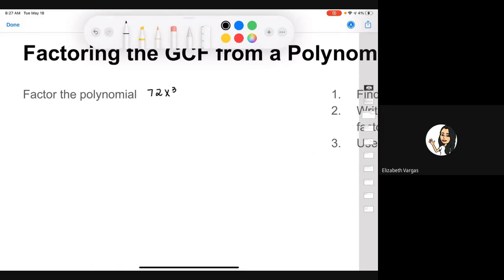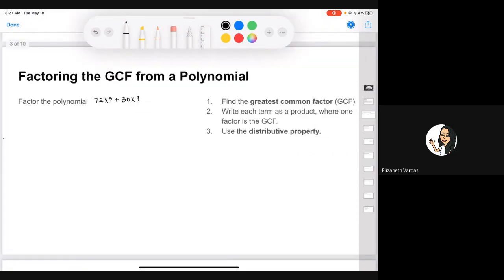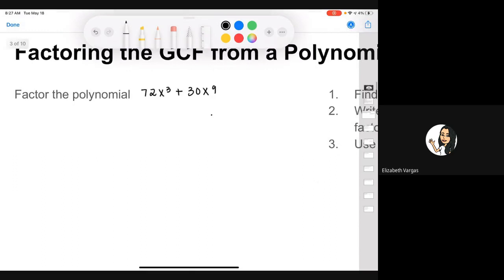72x cubed plus 30x to the power of 9. So I'm going to factor this polynomial. The first thing I want to do is find the greatest common factors. How you find the greatest common factors is you want to take the factors of both 72 and 30. And basically finding the factors is just going ahead and identifying what can you add.